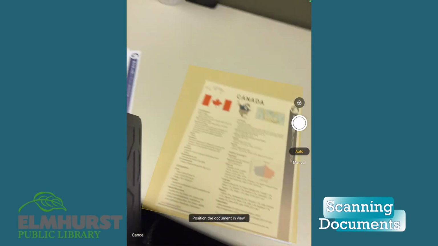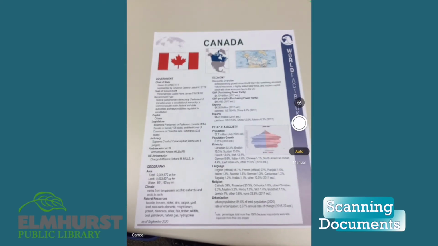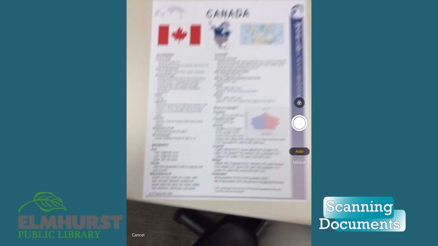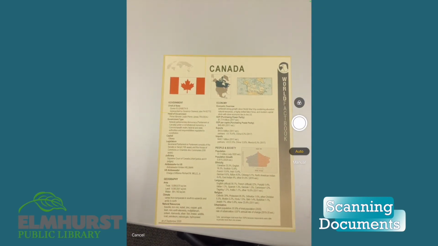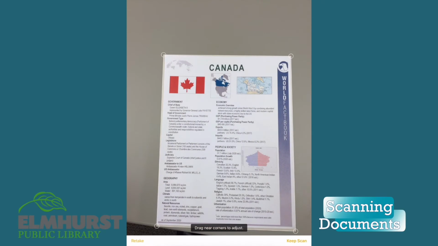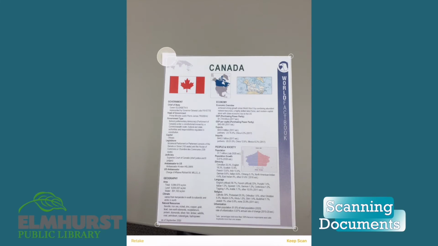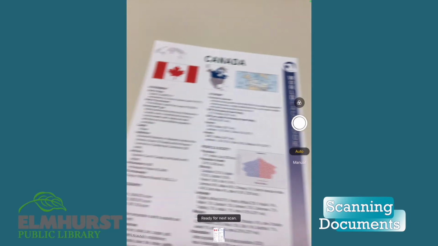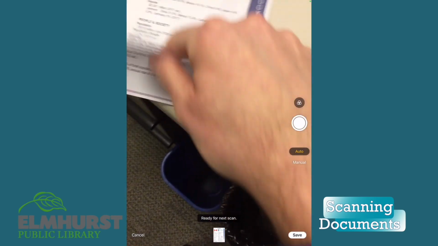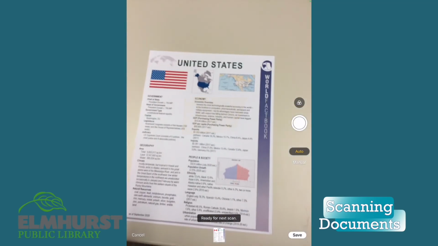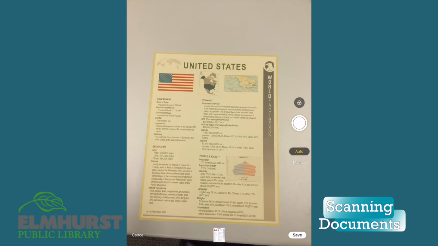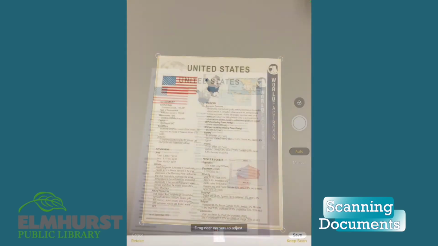This opens up your camera and you can hover over the document that you want to scan. Select the Capture button, which is that white circle over to the right, once it has your document highlighted. Click and drag each corner, because it might not do it perfectly, but you can adjust and crop so only the document is selected. Continue this for as many documents as you need to scan in. After each document, just select Keep Scan in the lower right corner, and once finished, select Save.